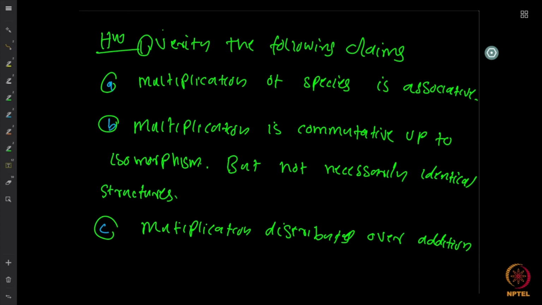Then the second is that multiplication is commutative up to isomorphism. Okay? In the sense that if I take two structures F and G, then F · G may not be identical to G · F, but they are isomorphic. Then multiplication distributes over addition. So this is another homework that you want to do, like let's say C · (A + B) is equal to C · A + C · B.